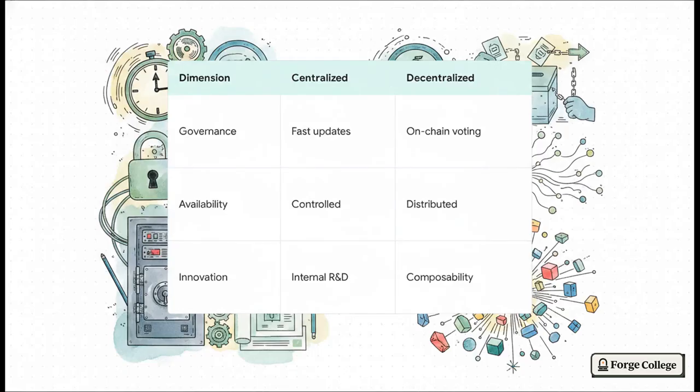When we map out these decisions, the dimensions become super clear. Take governance speed. Centralized systems give you fast, immediate corporate updates. Boom, done. Decentralized systems require on-chain proposals and community voting, much more deliberate, but vastly more transparent. What about availability? You're trading tightly controlled server infrastructure for distributed nodes with variable replication. And innovation shifts entirely from closed-door R&D roadmaps into open, permissionless composability.